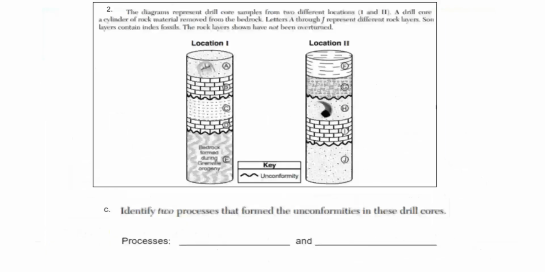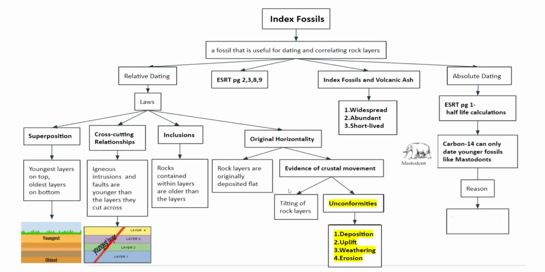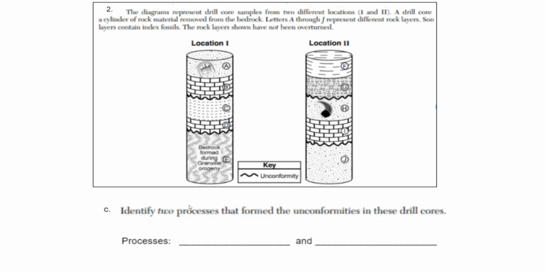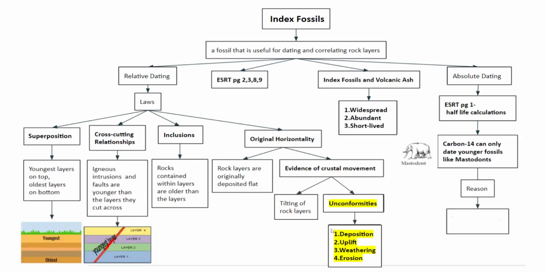Okay, so number 2C asks, identify two processes that form the unconformities in these drill cores. So anytime it asks for unconformities, please go back to your note packet and look at this area. The four ways that an unconformity forms is deposition, uplift, weathering, erosion. Memorize this, and this is only asking you for two of these processes, so pick any two of these and write that down here.